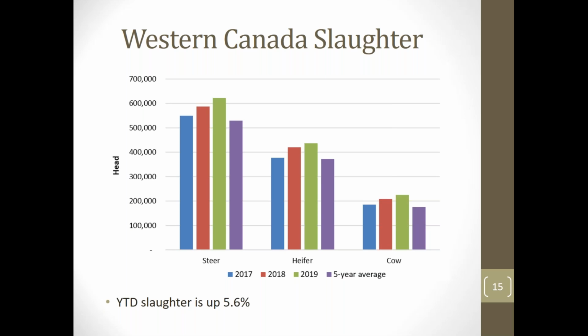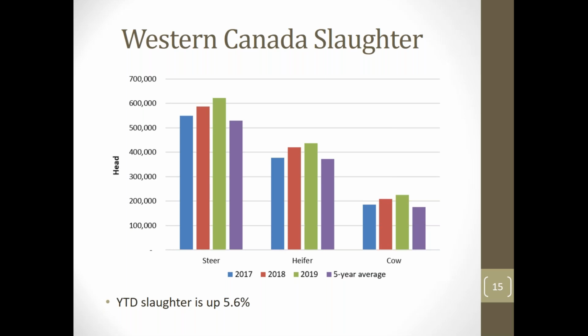If we look a little bit closer by sex, we can see that steers are up 6%, heifers are up just under 4%, cows are up 8.5%, and bulls are a relatively small portion, and they're down about 13% year over year. The interesting thing about cows is, they're up 8% year over year, but they're up about 28% compared to the 5-year average.